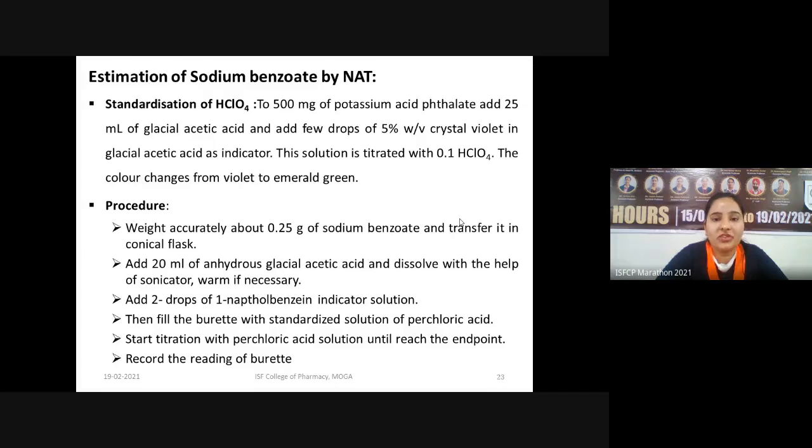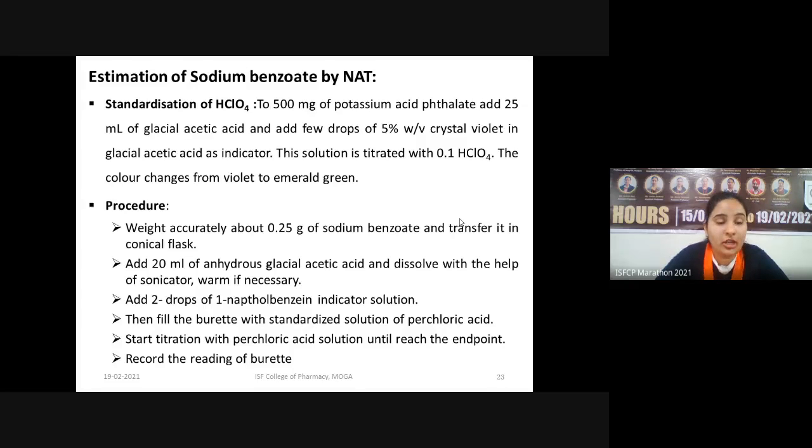Here we will be adding a few drops of 5% weight by volume crystal violet in glacial acetic acid as indicator. Crystal violet is used here as an indicator for the standardization of perchloric acid, and the indicator should be prepared in glacial acetic acid. This solution is titrated with 0.5 N perchloric acid till the endpoint is observed. The endpoint is again the same, from violet to green color.